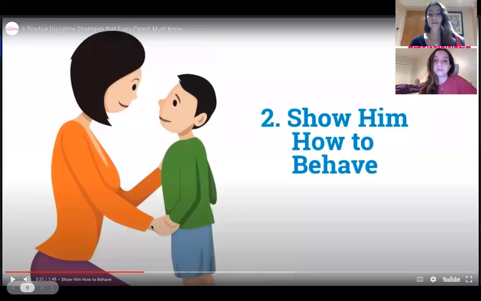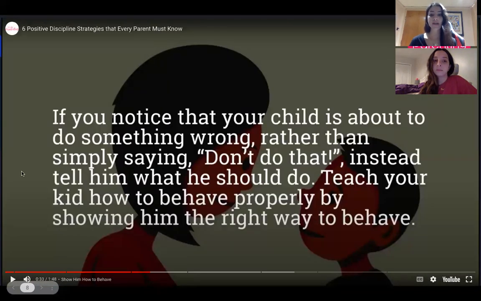And then 2, show him how to behave. If you notice that your child is about to do something wrong, rather than simply saying don't do that, instead tell him what he should do. Teach your kid how to behave properly by showing him the right way to behave.